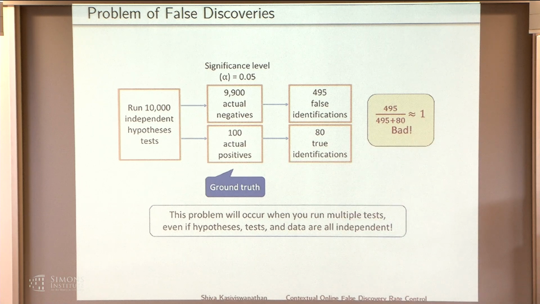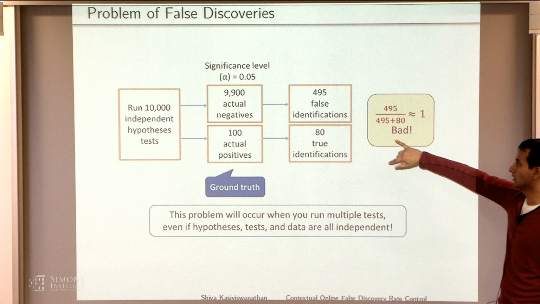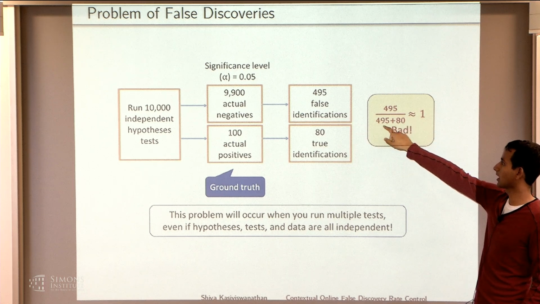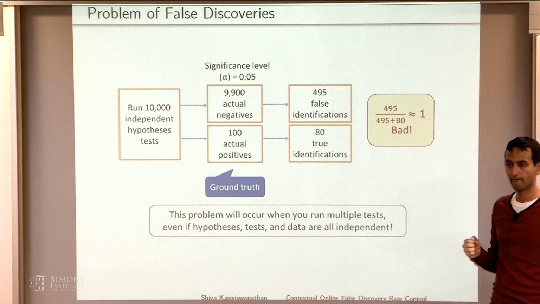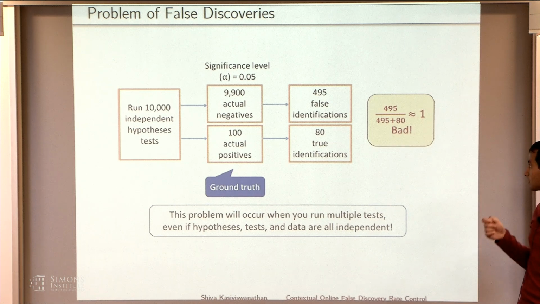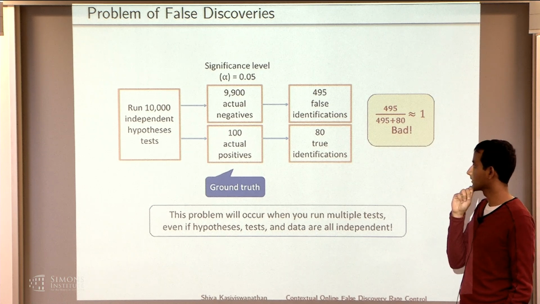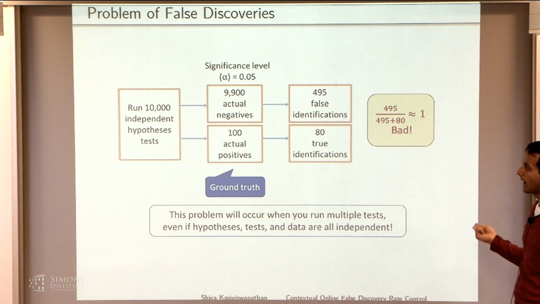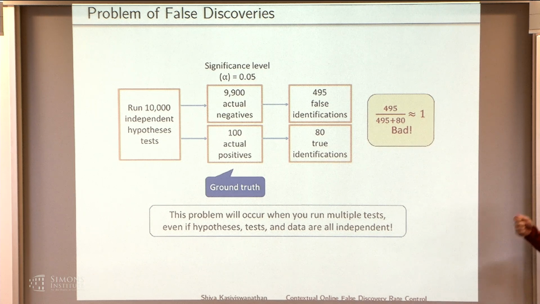Now if you look at the ratio of the number of false discoveries divided by the number of total discoveries, that's 495 divided by 495 plus 80. That's a number that's really close to 1. Really bad. Notice that this is not a problem with the tests being dependent on each other. This happens even if the tests are independent, if the data is independent, and so on.